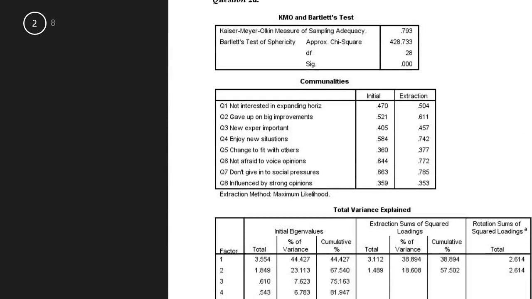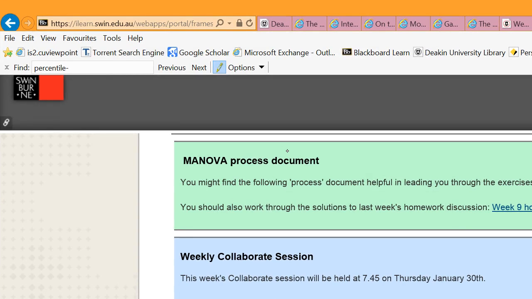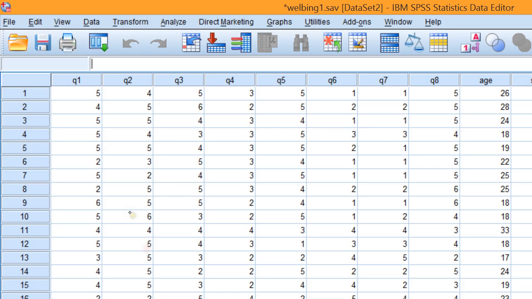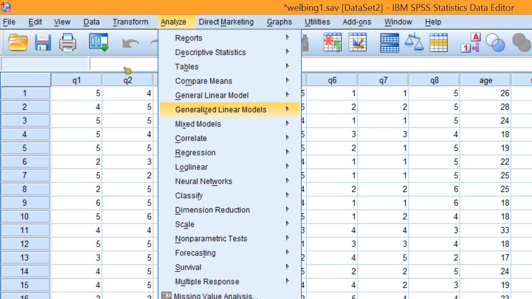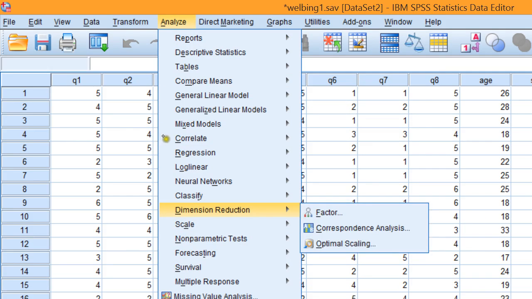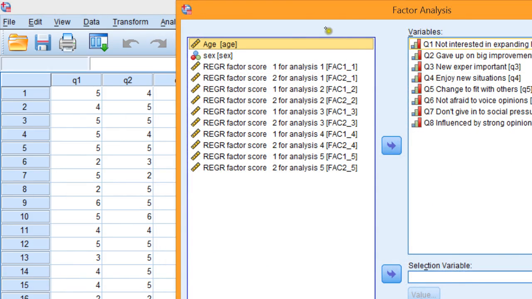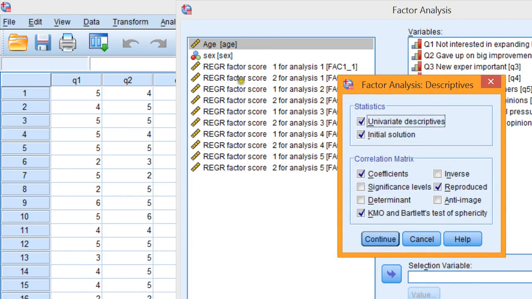Now question 2a is asking us to produce the factor analysis. So we're using the maximum likelihood technique, which is a factor analysis technique as opposed to principal components analysis. We go to dimension reduction, factor, and put all the variables in there. Under descriptives, ask for univariate descriptives, which just gives you the mean of each item, the initial solution, which gives you the results of the solution, and the coefficients, which gives you the correlation matrix. The reproduced correlation matrix uses the factors to reproduce each item in the analysis and then gives you the correlations between those reproduced items.